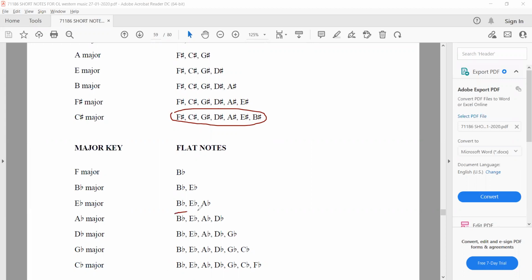Let's take B flat, E flat, A flat, and D flat. You need to minus 1 here. So the one before the last is the major. So B flat, E flat, A flat, D flat belongs to A flat major. B flat, E flat, A flat, D flat, G flat, and C flat belongs to G flat major, the one before the last. So flats is relatively easy, and I hope you found the sharps method also easy.